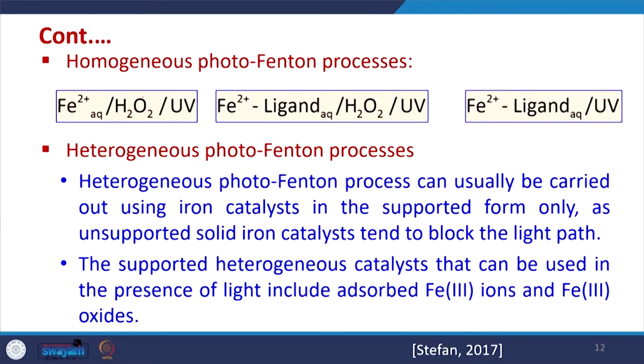In this case we are using Fe2+ with H2O2 in the aqueous form, or in the solid form also we can use. We are using ultraviolet here. Then we have heterogeneous photo Fenton processes. The heterogeneous Fenton process can be carried out using the iron catalyst in the supported form only, as an unsupported solid iron catalyst will block the light path. In this case it is called the heterogeneous photo Fenton process.